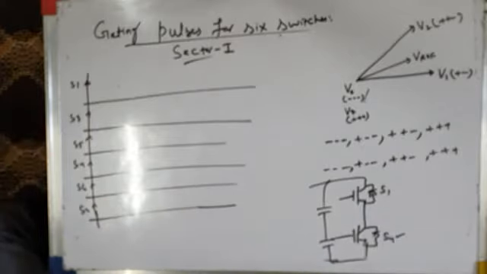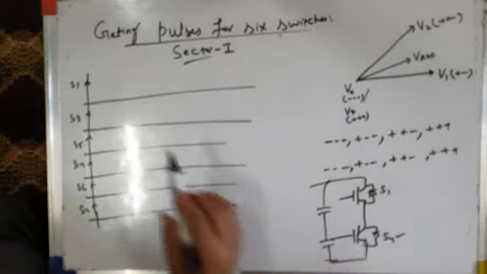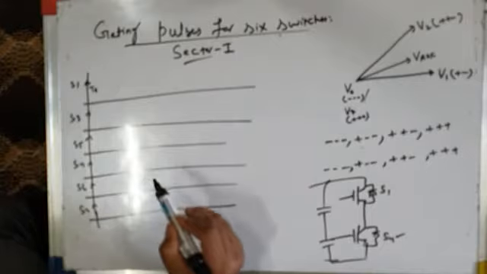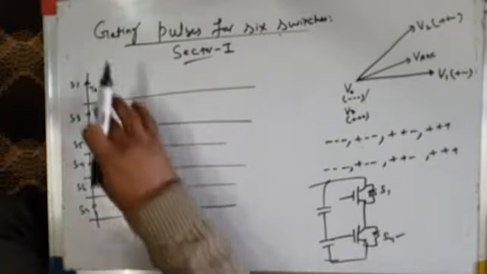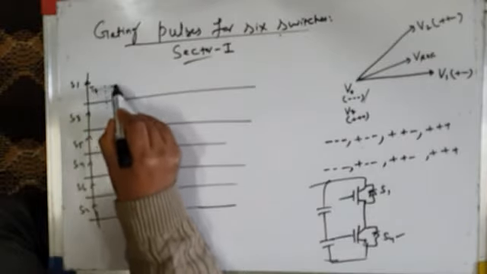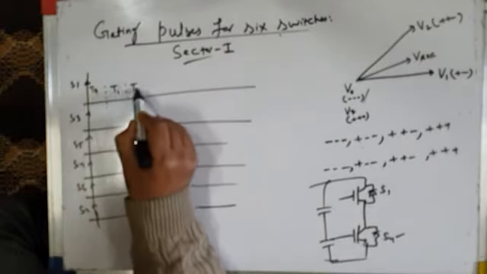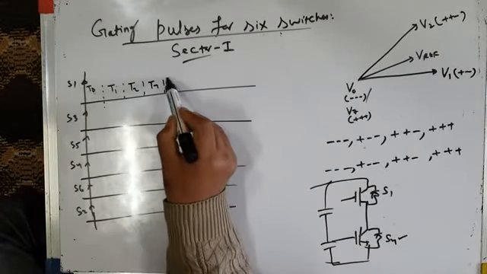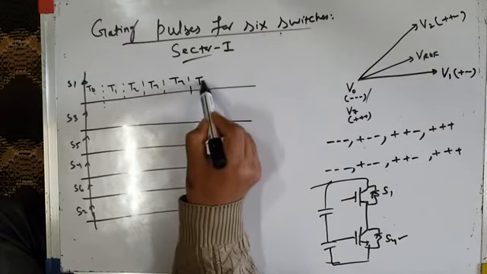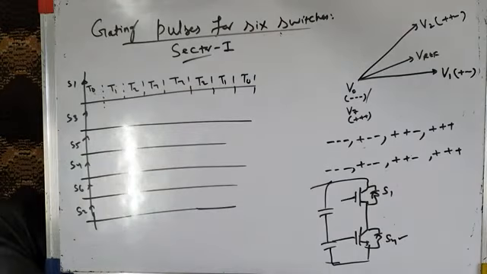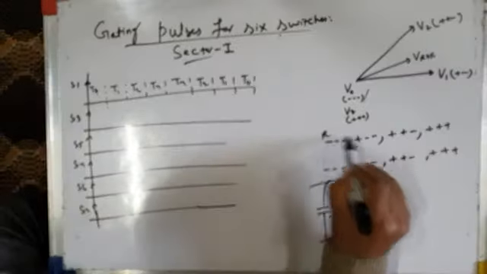Okay. So minus minus, so I will take time interval TZ by 2. Let me call this time interval T0, then time interval T1, T2, T7, then again T7, T2, T1, T0. Right? Let us take phase leg R.